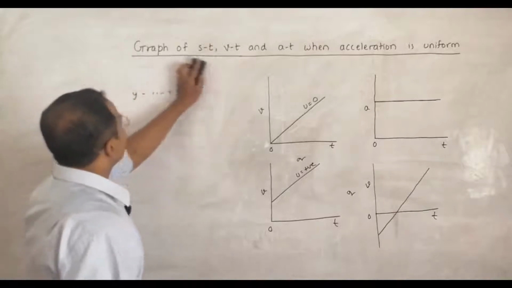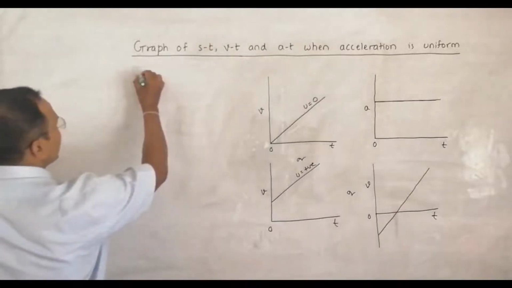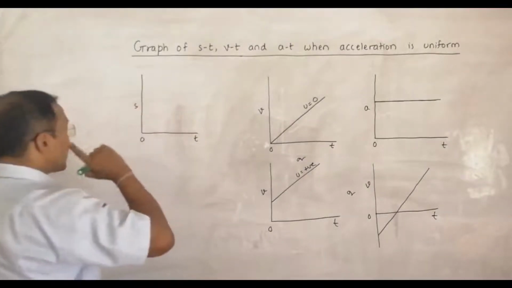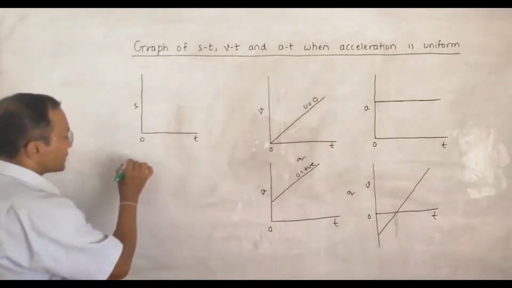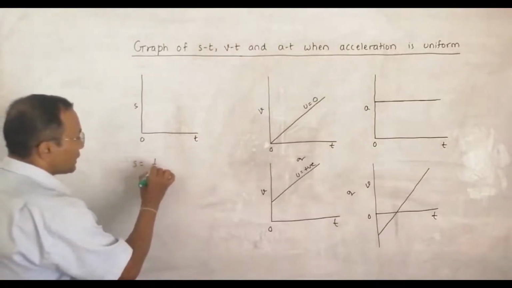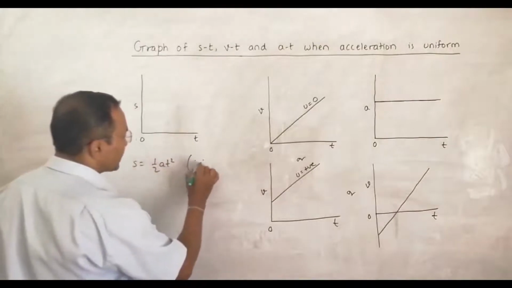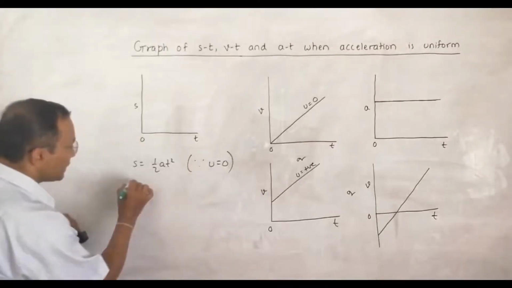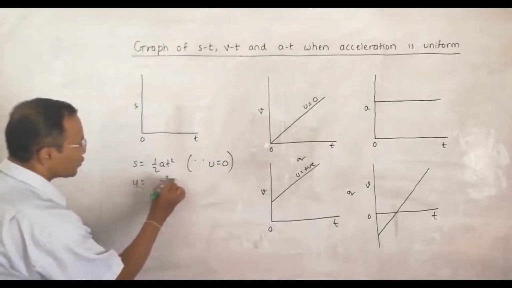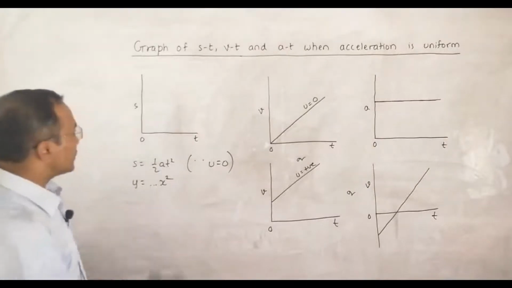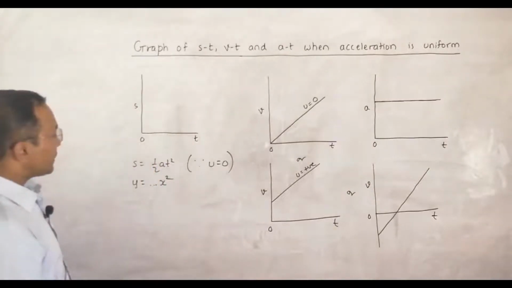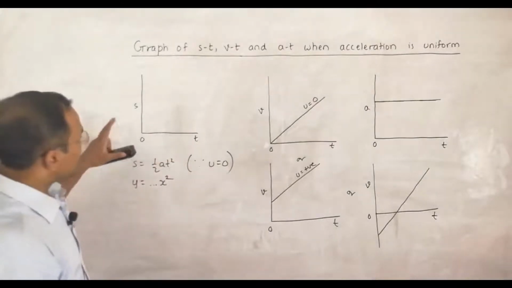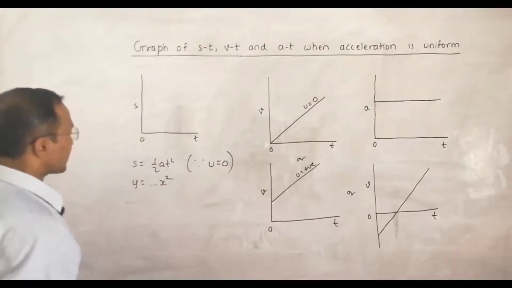So let's go for that. But to make things a bit easier, first of all, let me just consider S equal to 1 by 2 AT square, because I consider here u equal to 0. So this gives me y equal to some constant times x square. So the graph should be a parabola, which should be rising like this. But this parabola will not have the negative part because in kinematics, time cannot go negative. Time starts from zero and goes positive. So the graph should be somewhat like this.